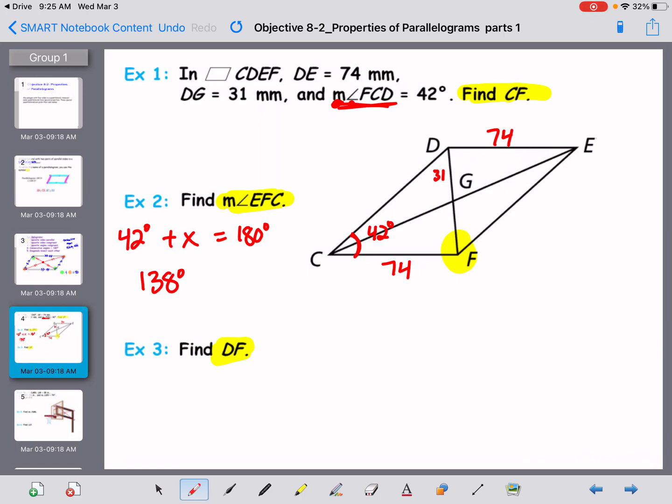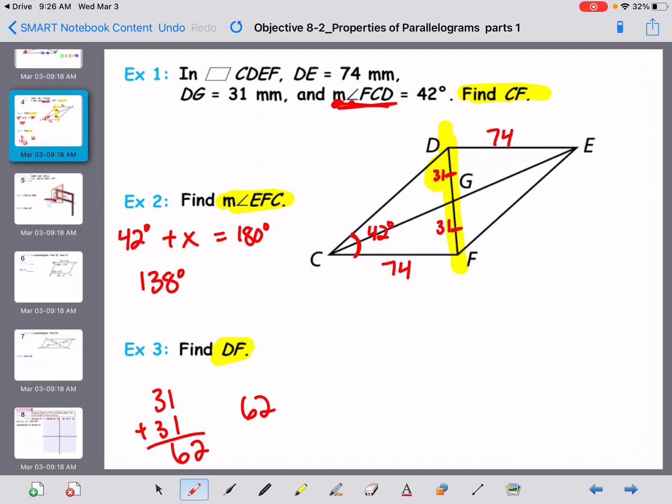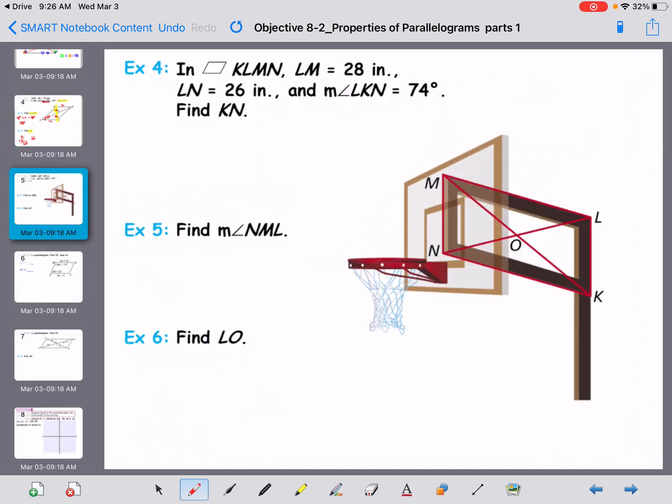And now we've got to find DF. DF is this whole diagonal. I've got 31, so what else would be 31 if this is a parallelogram? Yeah, if DG is 31, then GF would also be 31 because diagonals bisect each other. So that means that DG is going to be the same size as GF. So 31 plus 31 is 62. So the math really is that easy sometimes. It really is that straightforward if you remember the properties.